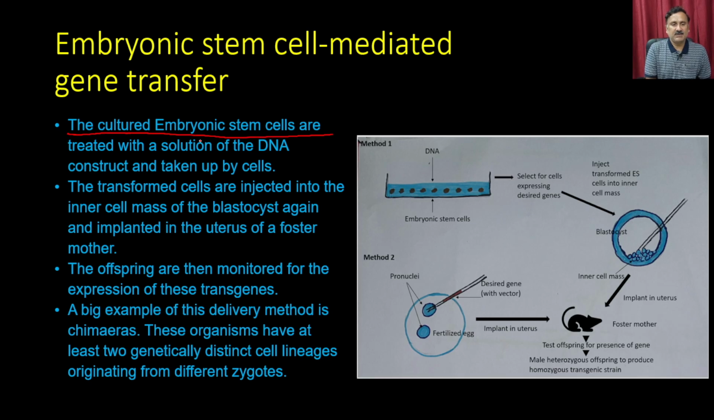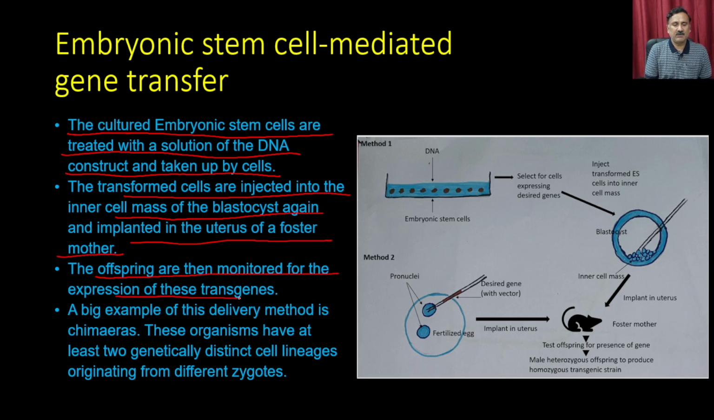The cultured embryonic stem cells are treated with a solution of the DNA construct and taken up by the cell. The transformed cells are injected into the inner cell mass of the blastocyst and implanted in the uterus of a foster mother. The offsprings are then monitored for the expression of these transgenes. A big example of this delivery method is the chimeras. These organisms have at least two genetically distinct cell lineages originating from different zygotes.